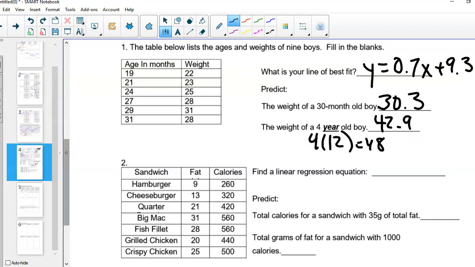Remember that anytime I ask for linear regression, that is the same thing as line of best fit, so don't get confused by that wording. Sometimes it will switch what it's asking for. So in this case, we're looking for y. But if it asks for x, you'd have to solve for it.